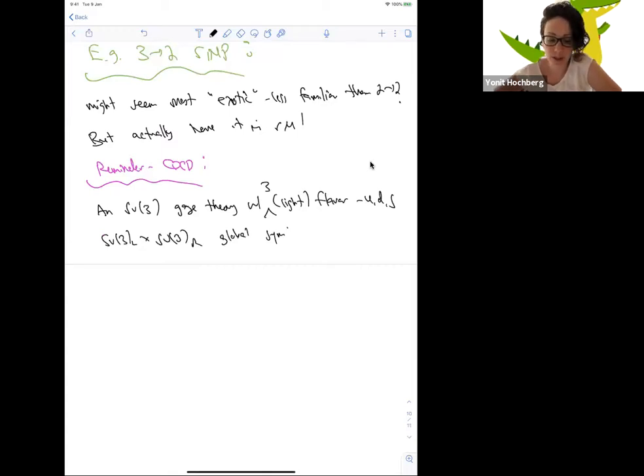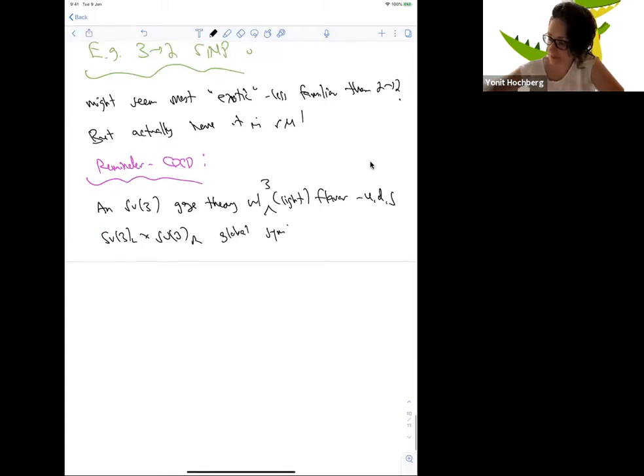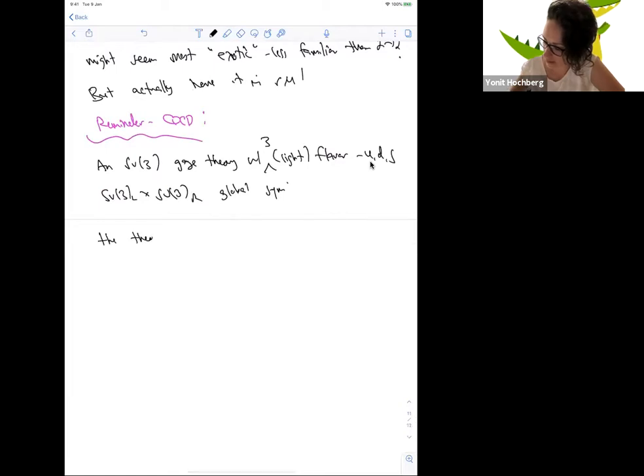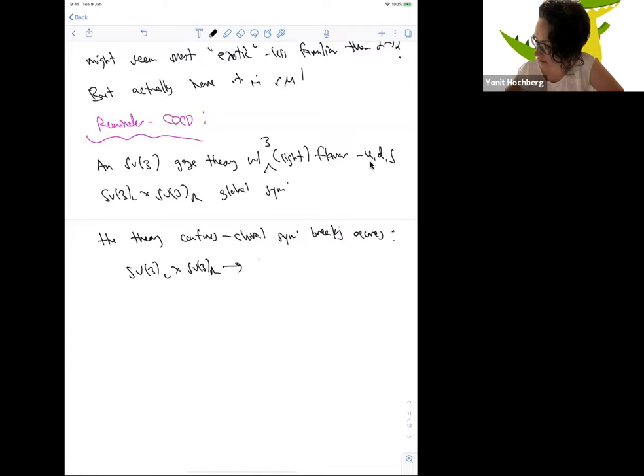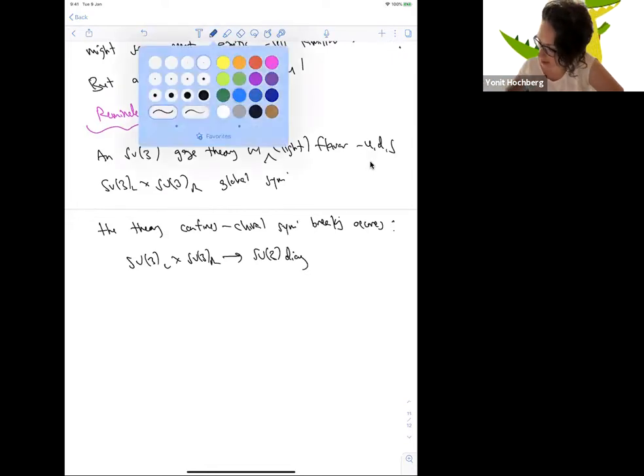And what happens is that the theory confines, and chiral symmetry breaking occurs. This SU(3) left times SU(3) right global symmetry is now broken down to the SU(3) diagonal subgroup. Now, in the standard model itself, these global symmetries are only approximate, because the masses of these 3 quarks are not degenerate.